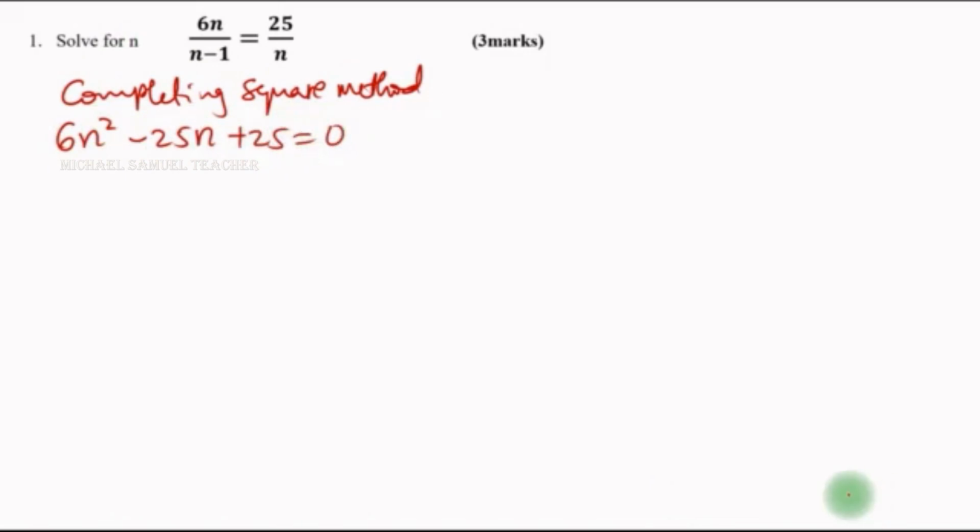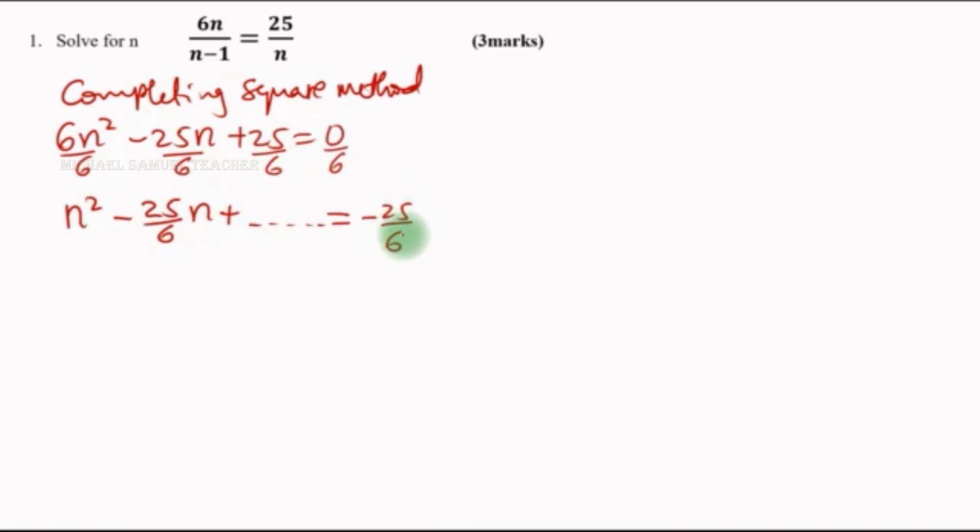So in our case here, we need to ensure the coefficient of n squared is 1. So we divide it through by 6. Alright. So I shall have n squared minus 25 over 6 n, and plus, we can take this to the right hand side, which will be equal to minus 25 over 6.